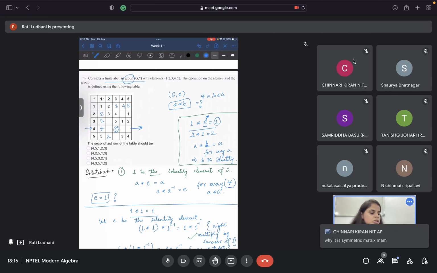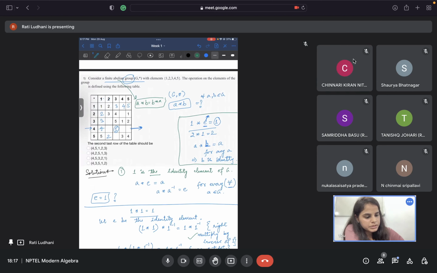Okay, why is it a symmetric matrix? Don't think of symmetry here, just think of this as an abelian group. In an abelian group you know a star b is equal to b star a, right? So if you construct this line, I'm just thinking of it in terms of symmetry. 1 2 should be equal to 2 1. a star b should be equal to b star a. So it's like 1 star 1 is this, 2 star 1 is 2, and here 1 star 2 is 2, so this should be equal.